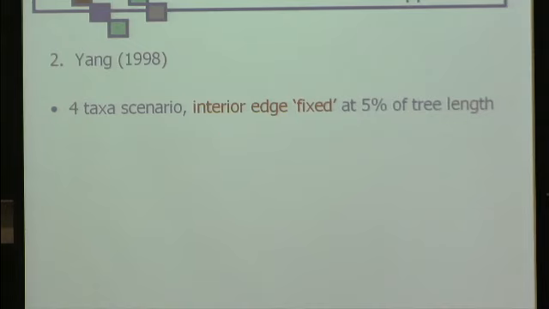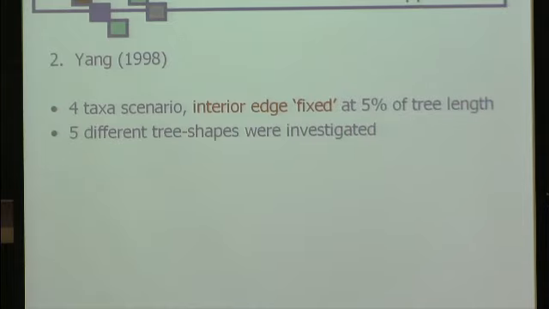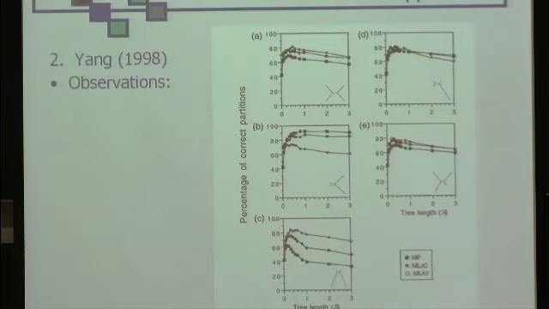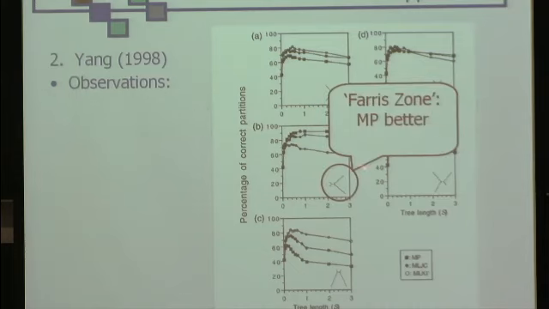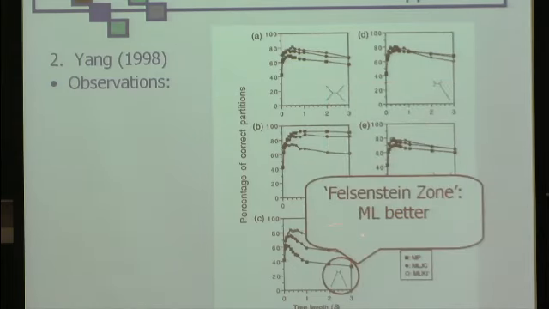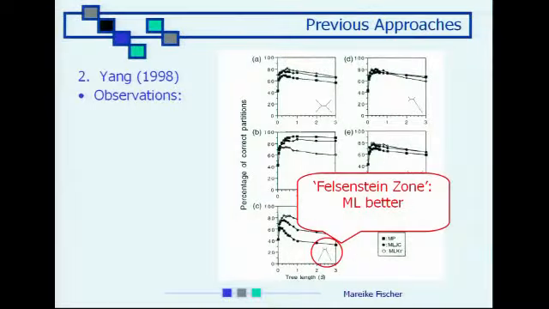So Ziheng Yang looked at a similar scenario, also for 4 taxa, but he kept the internal edge fixed at 5% of the total branch length in the tree. And he looked at 5 different tree shapes then, some of which look really familiar. For instance, he observed that in this so-called Farris zone, where you have 2 short branches on one clade and 2 long branches on the other clade, parsimony sort of outperforms likelihood. Also in the Felsenstein zone, where parsimony is statistically not consistent, maximum likelihood does better.